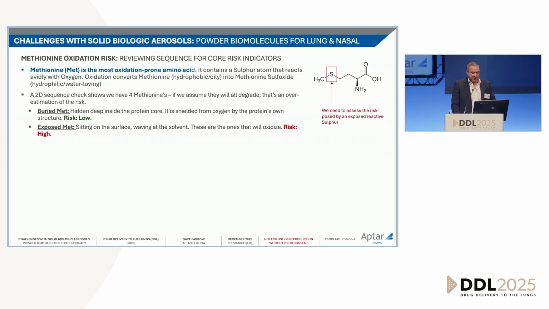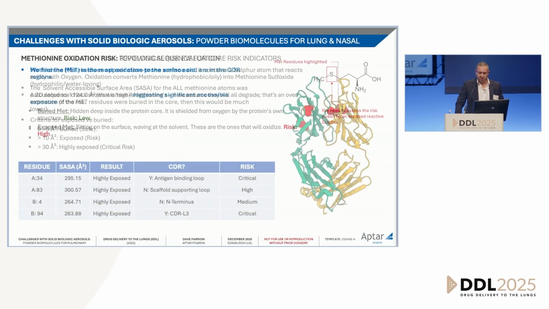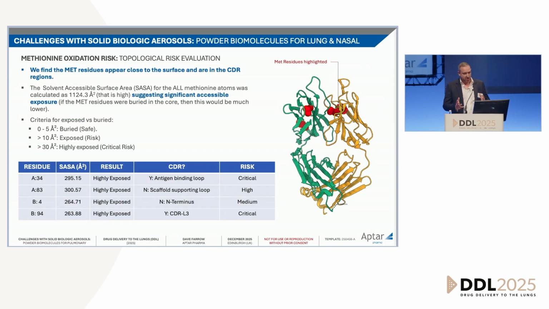Okay, on the oxidation risk, again, we can identify that that pesky sulfur atom here is going to cause us a lot of issues, but it depends. If it's buried deep within the structure, then it's not necessarily going to be exposed to those reactive oxygen species. If it's on the surface, then it is going to cause an issue. So using in silico modeling, again, we can identify the location of those methionine residues, and then we can determine that risk. So we've put them up here.